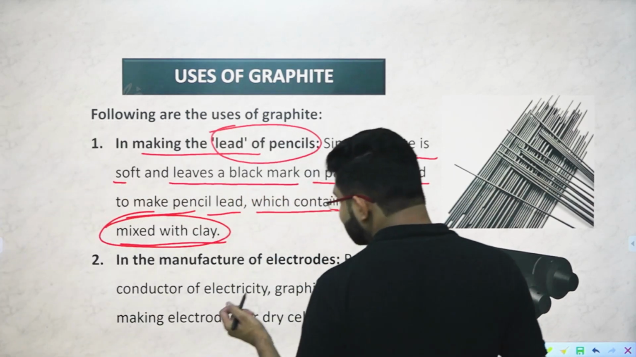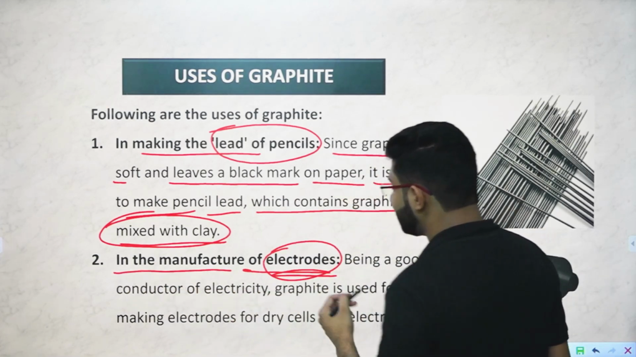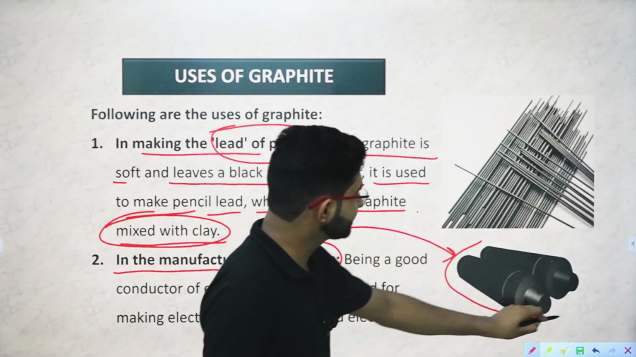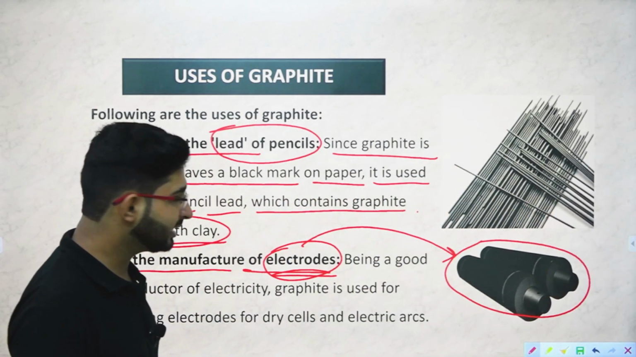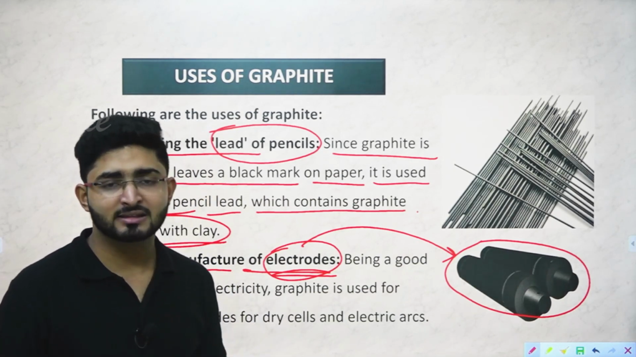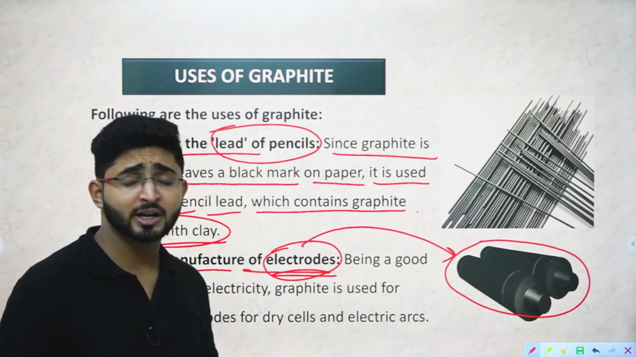Okay, moving ahead, the next use is in the manufacture of electrodes. So what are electrodes? You can see the structure of electrodes here. These are basically good conductors of electricity. These are used in the basic structure of cells. These are used as the cathode and anode.